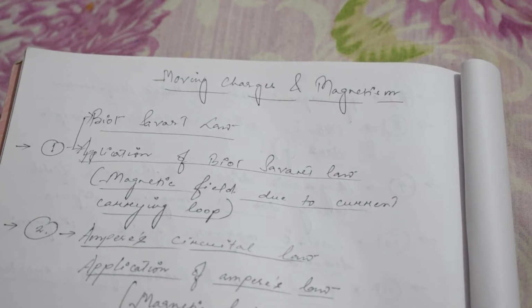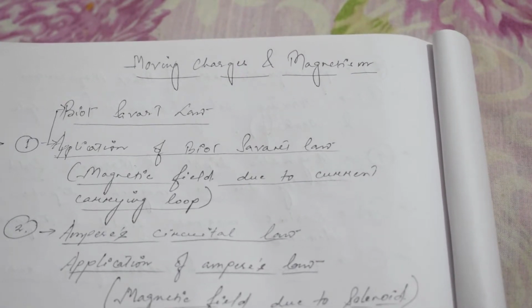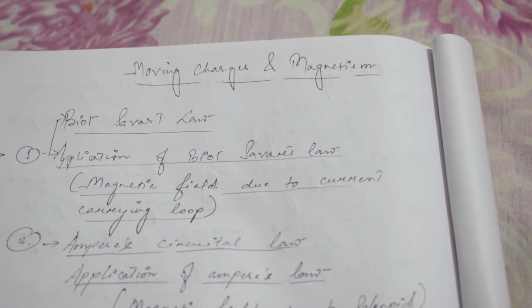Okay, so this includes magnetic field due to current carrying loop. It's a derivation. You'll have to study the derivation, the magnetic field due to current carrying loop.